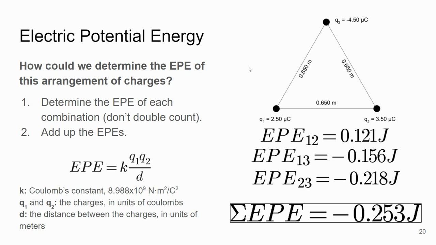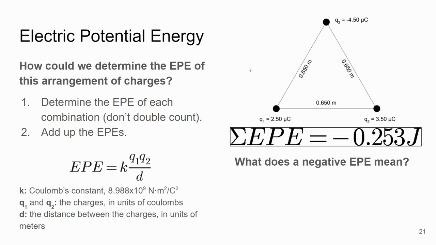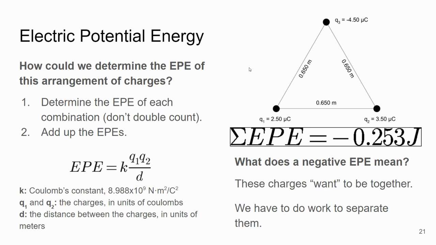And when you add them, you get a negative total EPE. So what does a negative EPE mean? That means these charges want to be together. So a little explanation about that.